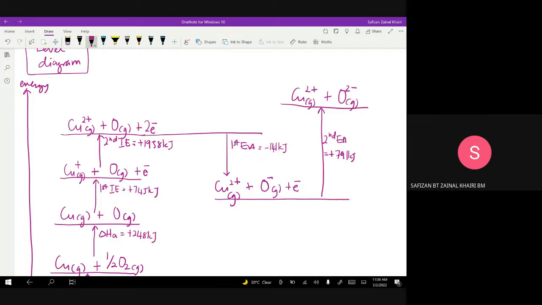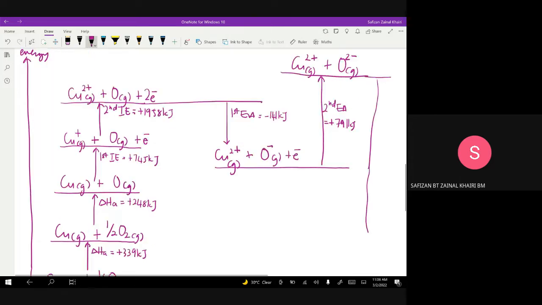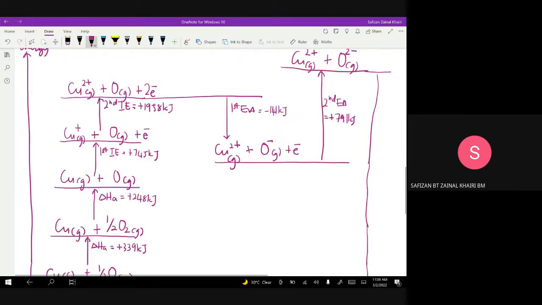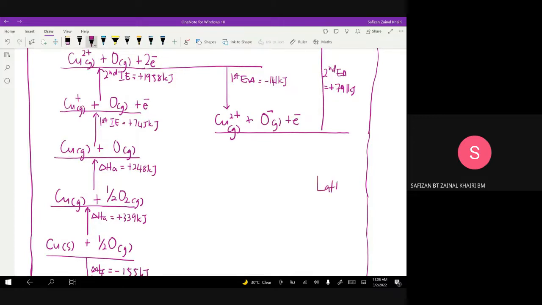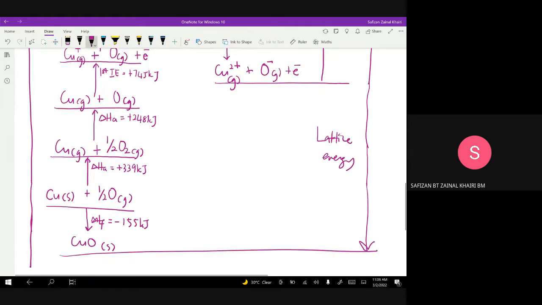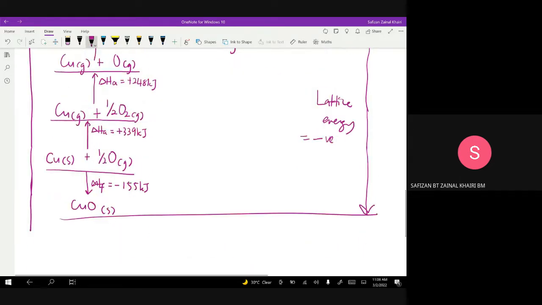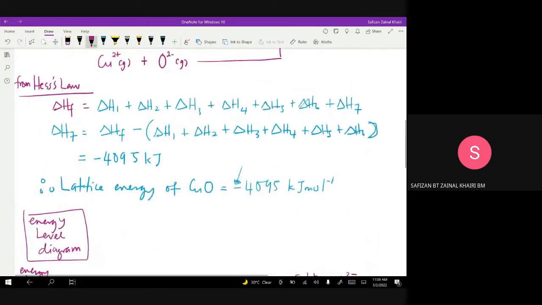Kemudian daripada gaseous ion, it combine. Kita bawa balik arrow tu ke bawah sebab lattice formation, kamu kena buat straight lah. Lattice formation will release the heat, release the energy. Okay, so yang ke bawah tu adalah lattice energy. So arrow dia ke bawah semula sebab kita tahu bahawa lattice formation, the value is negative.